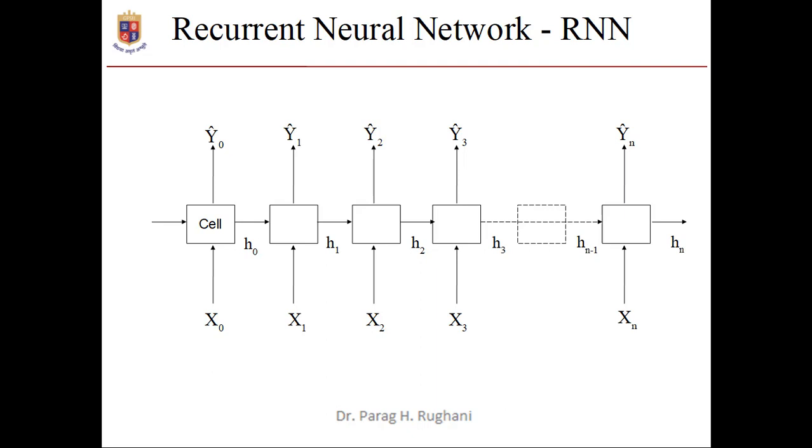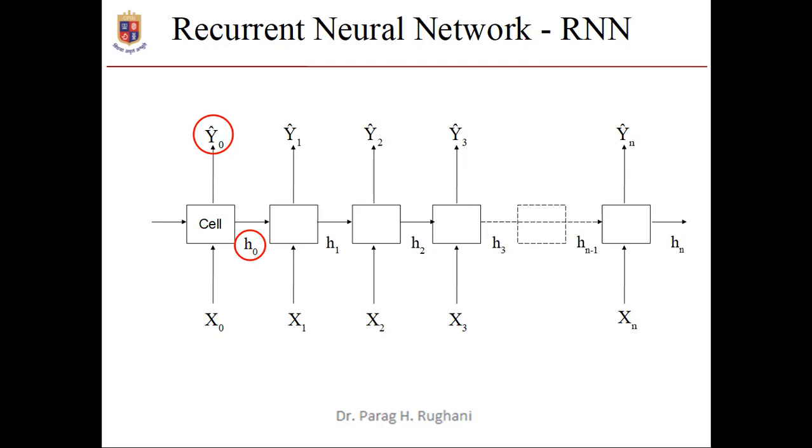So if you see the cell number 1, it is getting input from the previous layer or previous cell and the x0, and then the cell is giving two outputs. The first output is the y0 hat, as you can see there. It may be used for different purposes, but it is not carried forward. But there is another output which is h0, which is forwarded to the next cell. So it's a kind of modified feed forward network where you are forwarding the output of first cell to the next cell as the input.